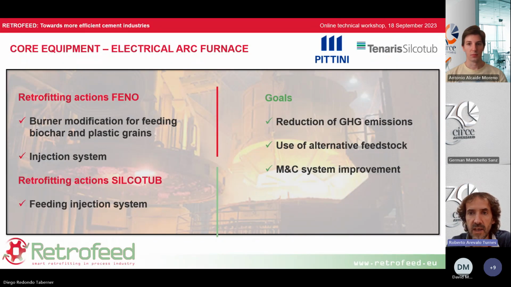In the next one, in the steel sector, the retrofitting has been completed in the 2 demos that we have, and we are now doing a test with alternative sources of carbon, which is biochar, and well, they are promising so far.